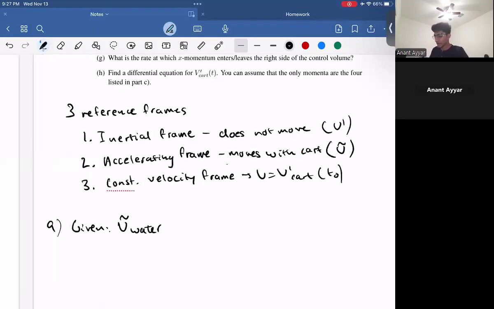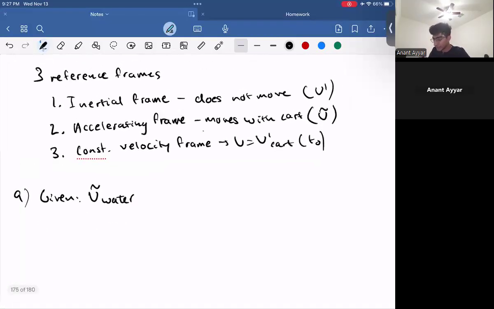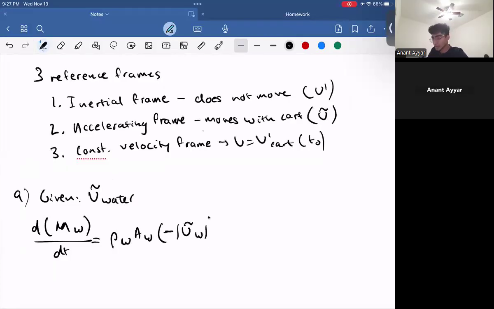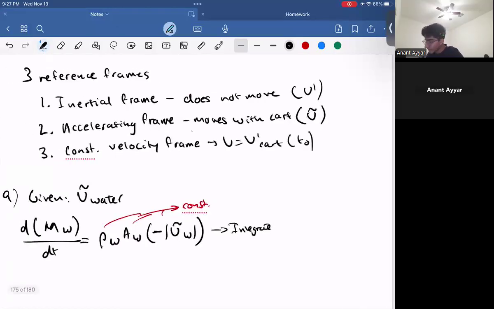So let's look at our general mass conservation first. We have the derivative of m, I'm going to just denote it as mw for the mass of the water, dt is equal to negative rho w, aw, and this is the mass flow out of the system. And all these 3 are constants, we could say. So now what do we do? Now that we have this rate, we can integrate.